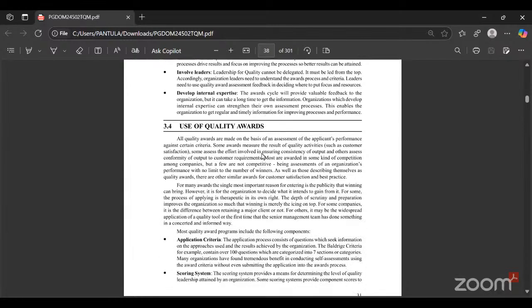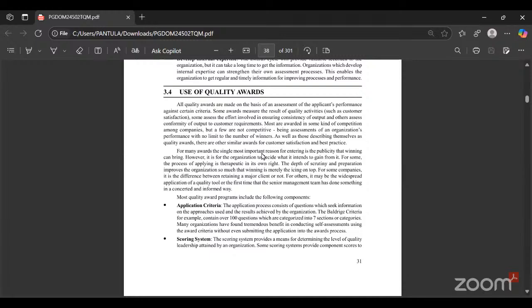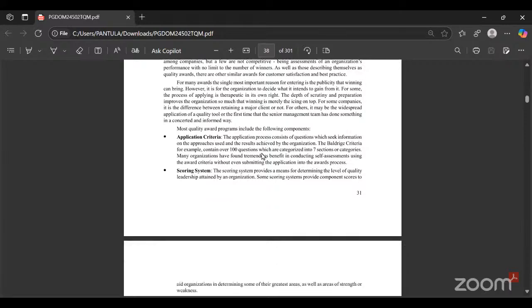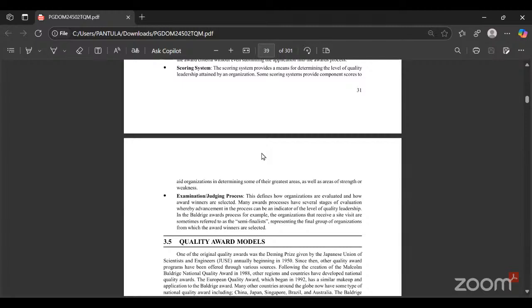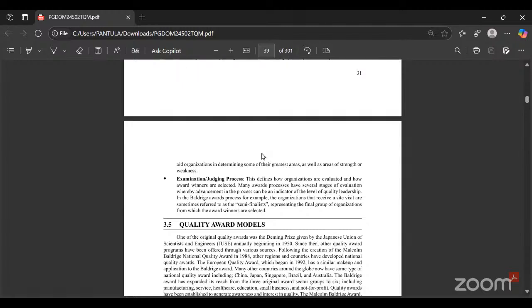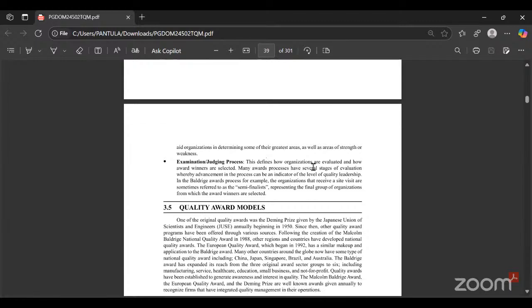Use of quality awards is by using an application and criteria. They seek the application and have a scoring system. They go with the score and the criteria, like scoring, examination, and a judging process, to define how organizations are evaluated and how award winners are selected. Many award processes have several stages of evaluation.